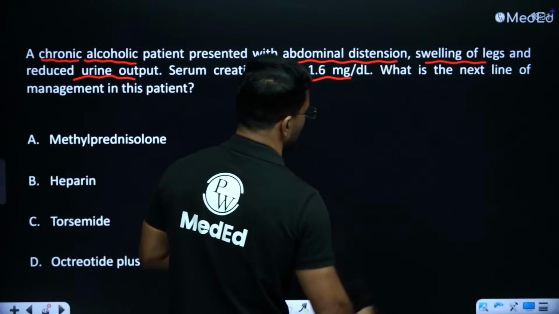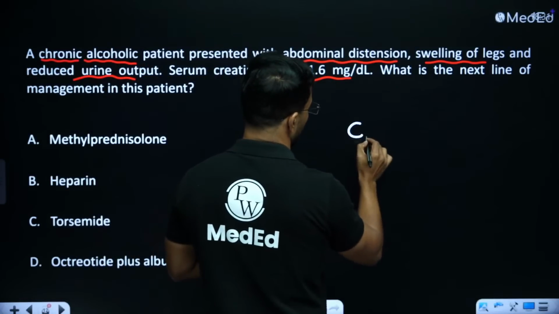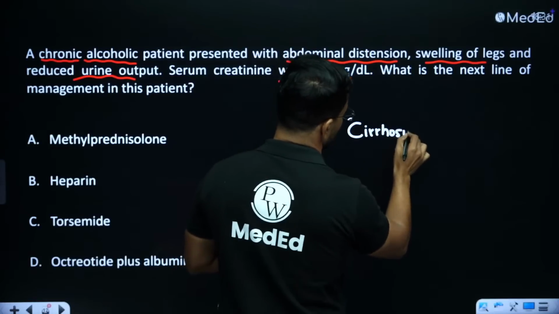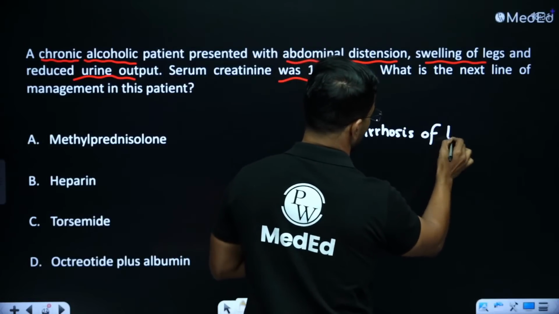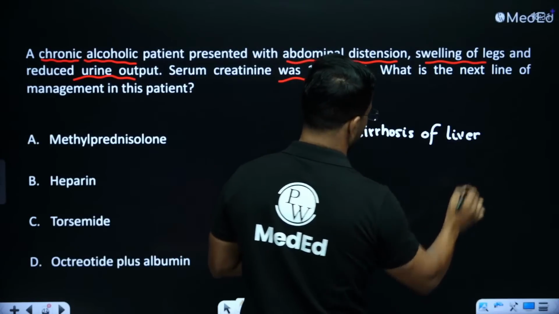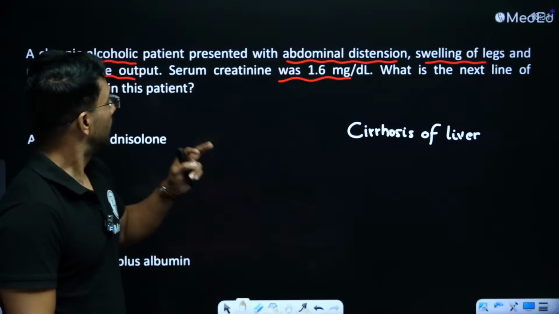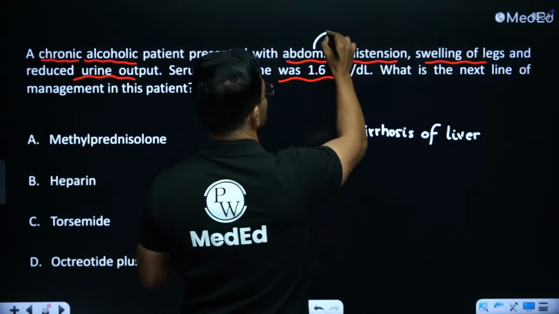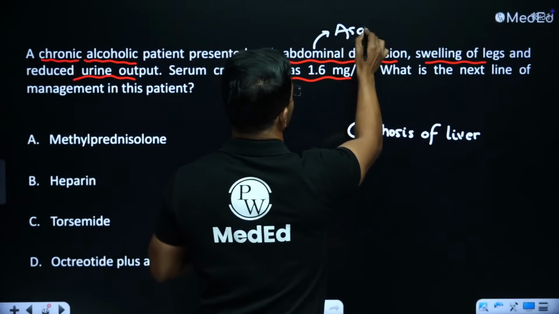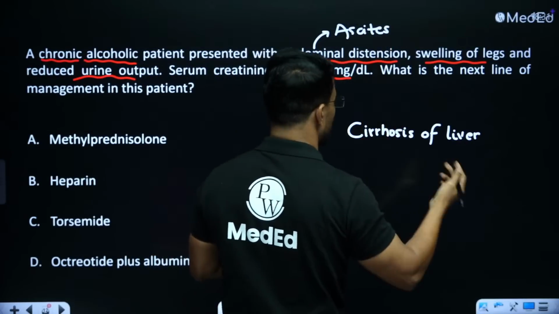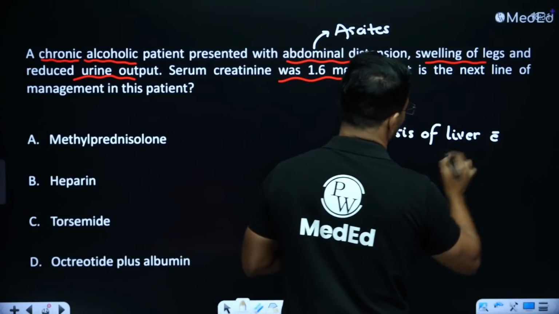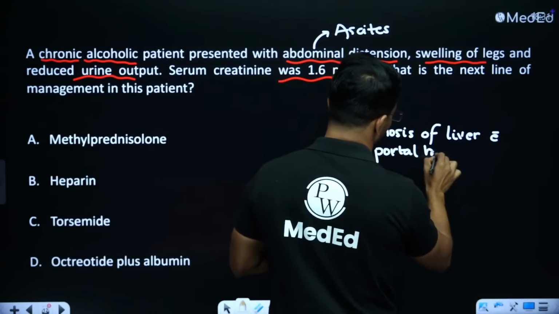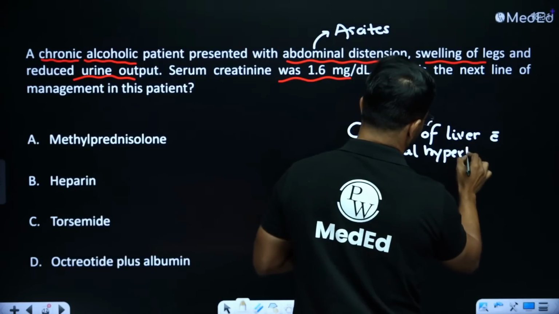So of course we are thinking of cirrhosis of liver or chronic liver disease, right? So our diagnosis, we are thinking of cirrhosis of liver. The ascites can be explained, abdominal distension can be explained by the presence of ascites, and ascites can be explained by development of portal hypertension.